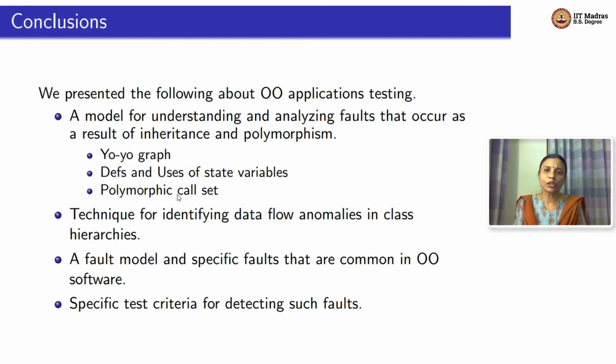So just to summarize what we did throughout this week, in terms of object-oriented applications testing, we saw a graph model for understanding and visualizing faults that occur as a result of inheritance and polymorphism. We saw yo-yo graphs. We saw definitions and uses of state variables, polymorphic call sets. We listed a catalog of faults, a model for faults, and we also defined specific test criteria for detecting these faults. So with this, we'll come to an end of object-oriented testing. This one small bit about metrics, quality metrics for object-oriented software, which we will deal with in the last 2 weeks that we have. I'll stop here for now.